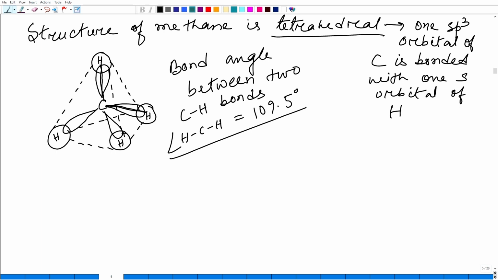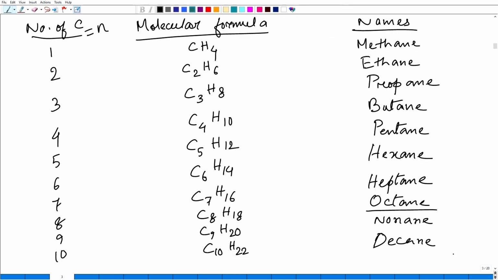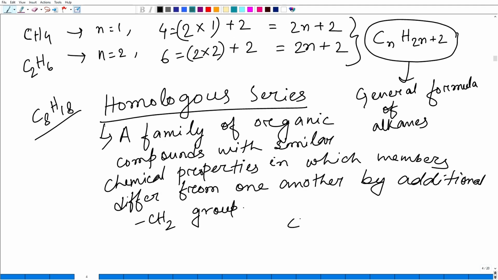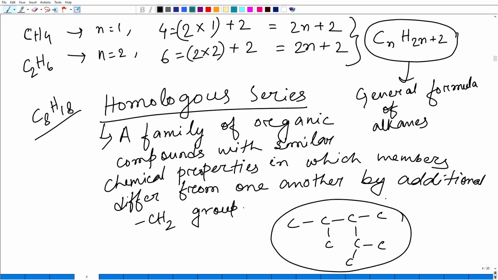Now, for higher alkanes, we can again replace one hydrogen and then one tetrahedral will form again. So, they can have such structures. So, what about the names? We have discussed these names. These are all straight chain alkanes. Now, if we form some branched chain, say like this, then what will we call them?